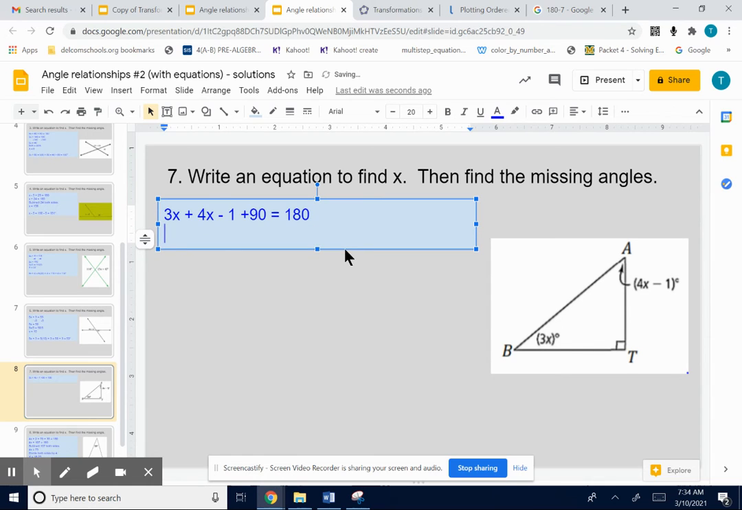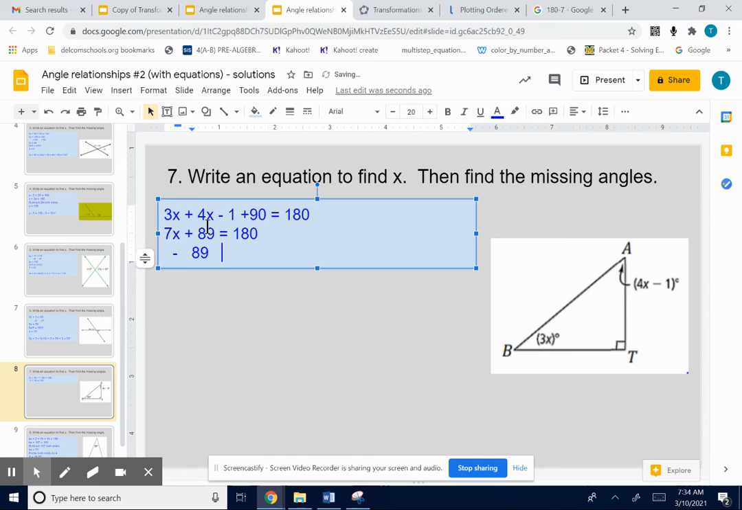Okay, let's solve this. You have two sets of like terms. You have 3x and 4x combined to be 7x. Those are the x terms. But you have constant number terms. We can combine the -1 and the 90 together. That is an 89. So we have 7x plus 89 equals 180.